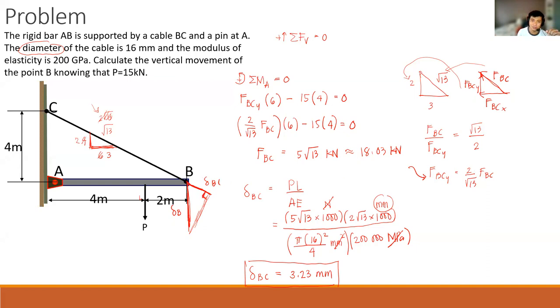Okay, so this one is the right triangle. The deflection at B is the hypotenuse. Using the right triangle from earlier, square root of 13, 2, and 3. The hypotenuse is this one, and this would be the shorter leg, which is the deflection at BC.